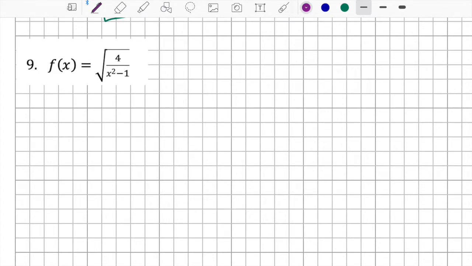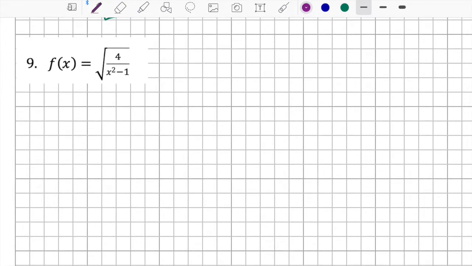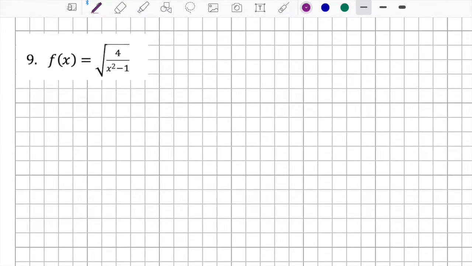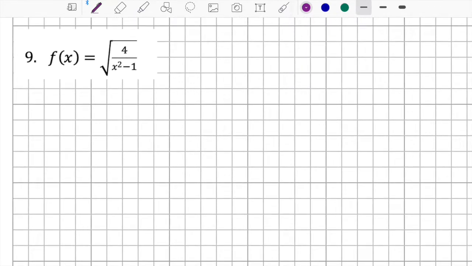Okay, so now it's going to get a little bit more difficult, but it's not that bad. So here we go. This time, not only do we have a radical where we know that everything inside has to be positive, but we also have a denominator. So the first thing I would check is, when is the denominator equal to 0? So just set it equal to 0.